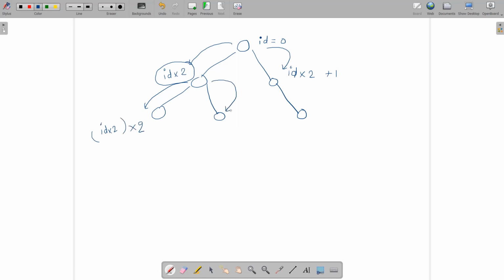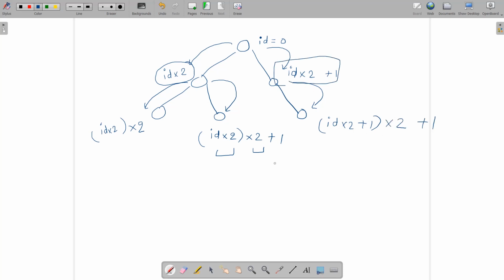And when you're moving to the right child you will do ID into 2 into 2 plus 1: the first ID into 2 is for the previous one, into 2 for the current, and plus 1 since you are moving to the right child. And when you go to this one you will do ID into 2 plus 1, and into 2 plus 1 since you're moving to the right child. Okay, so let us find out the IDs for this given binary tree again by numbering.